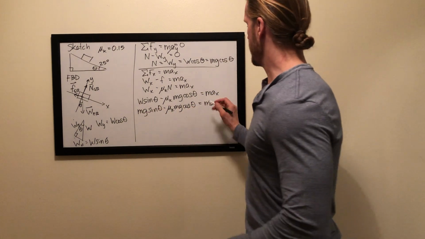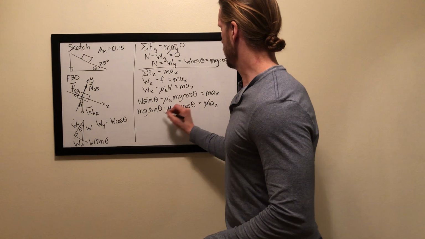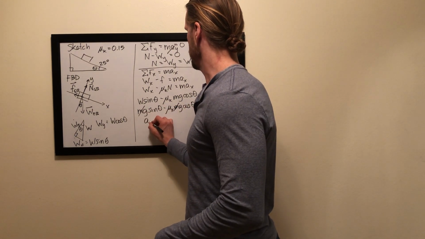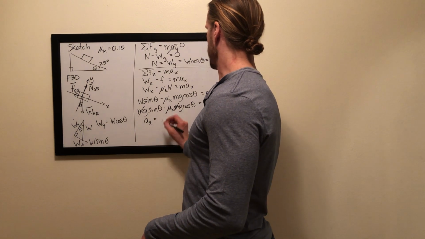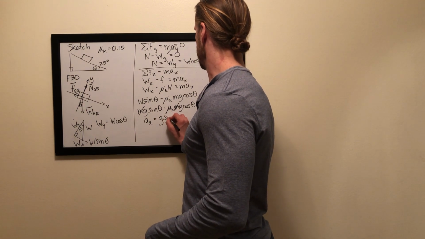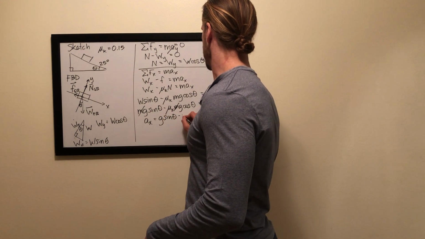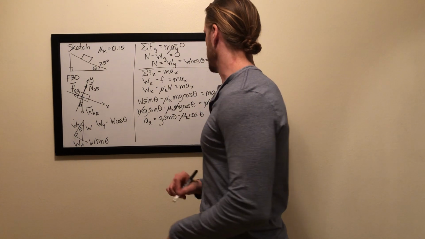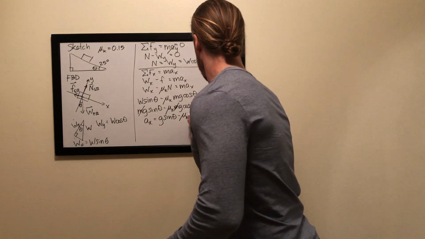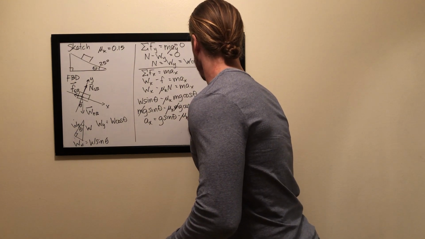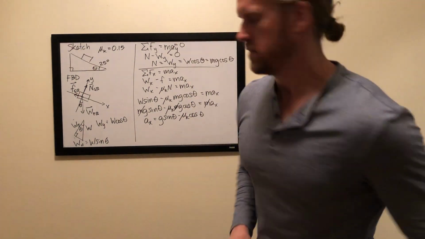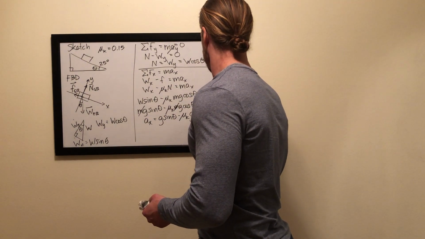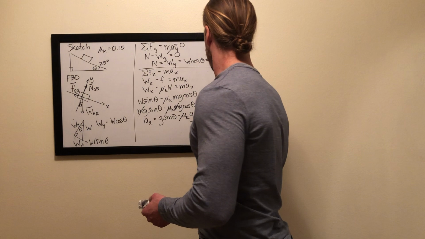And each term has an m in it, so I can cancel all those m's. And we get this result that the acceleration is g sine theta minus mu times g cos theta.